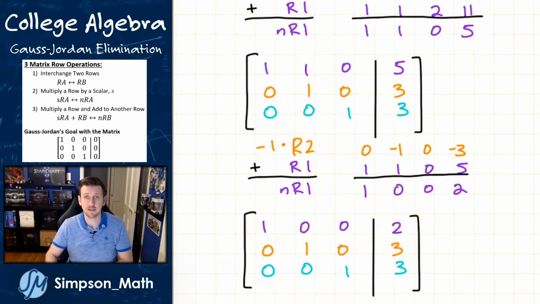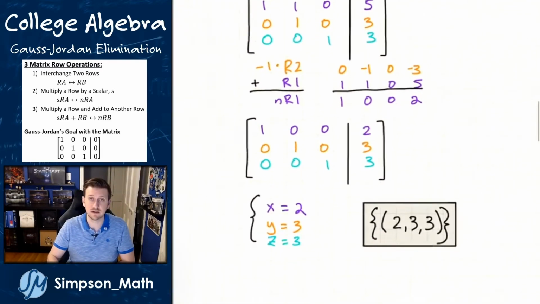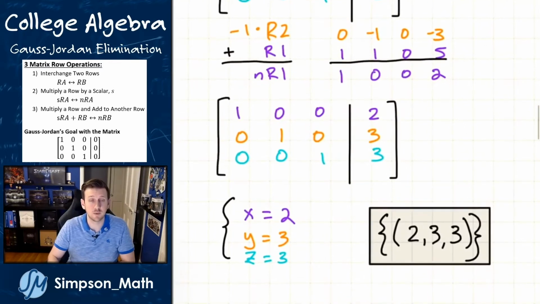And there you have it. Our x is 2, our y is 3, and our z is 3. And that's what we got when we did the back substitution in the previous lecture. So we read it as our ordered pair, or sorry, ordered triple, 2, 3, 3.